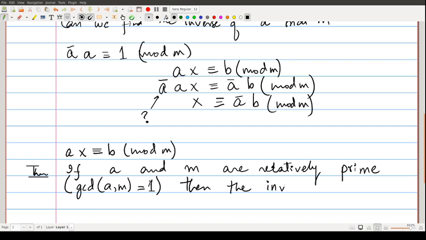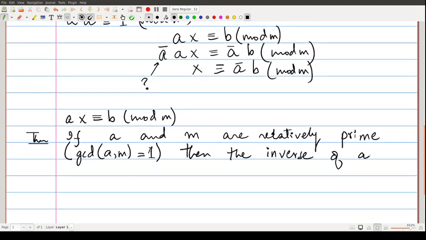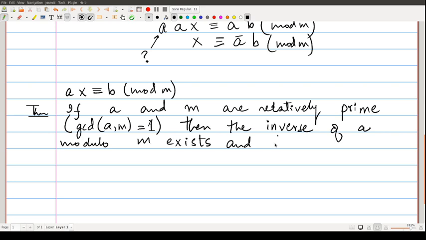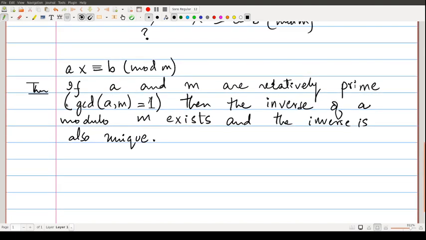the inverse of A modulo M exists, and the inverse is also unique. So there's just one inverse from the numbers 0 to M minus 1, right? And so this theorem gives us a guarantee that if you have two relatively prime numbers, then their inverse is definitely going to exist, right?